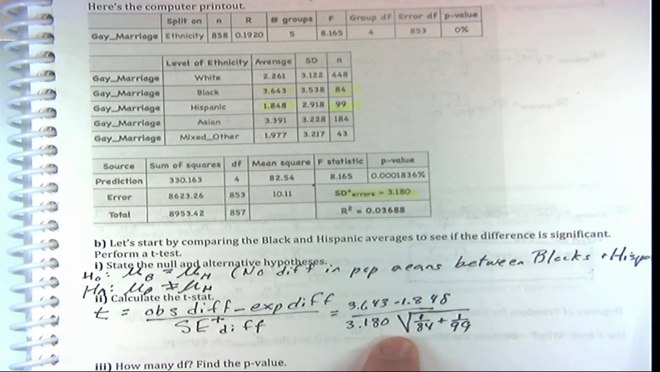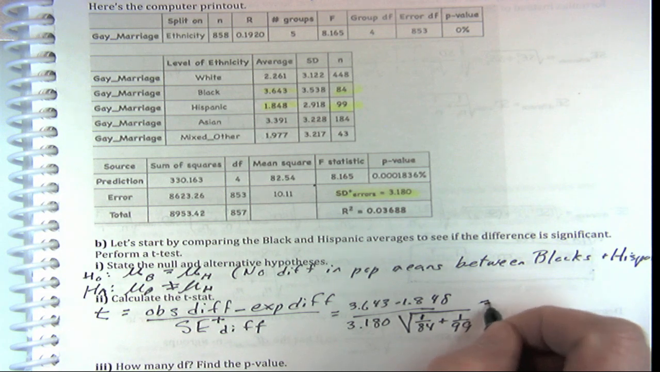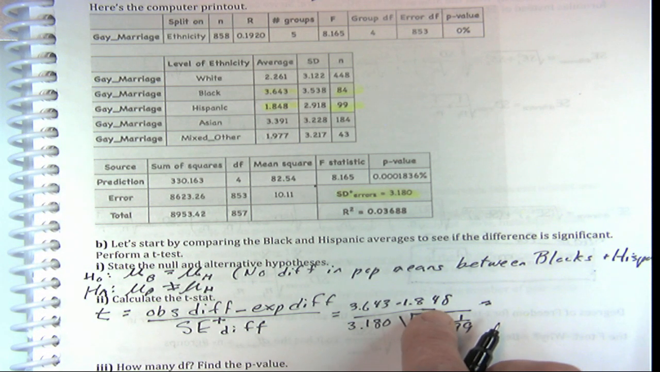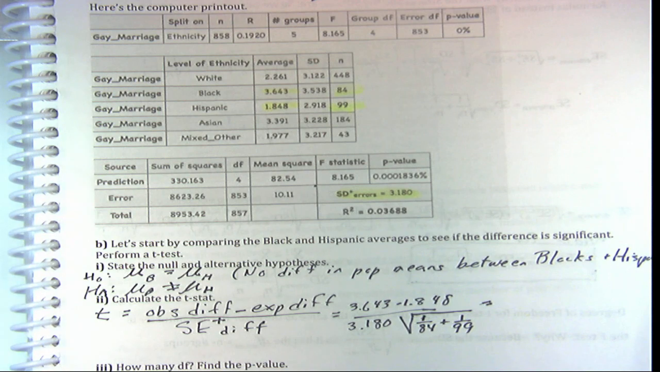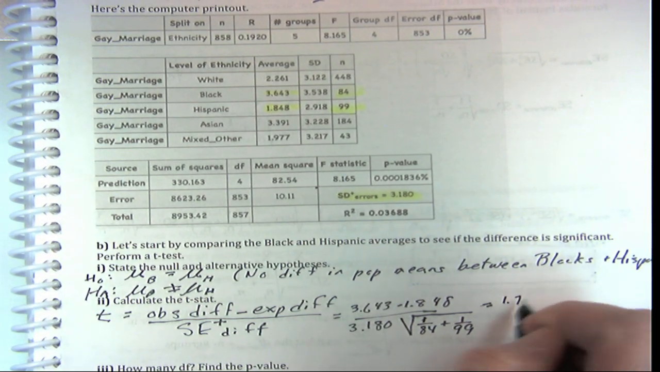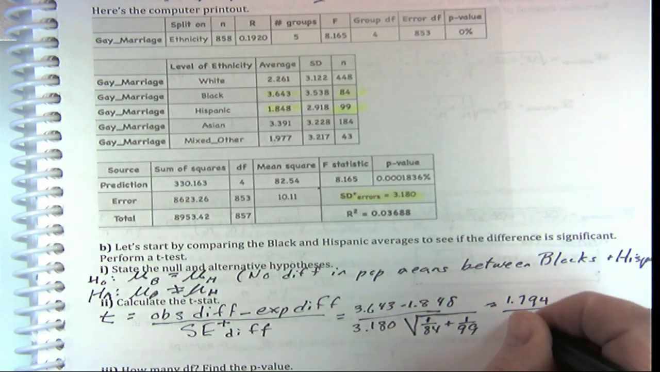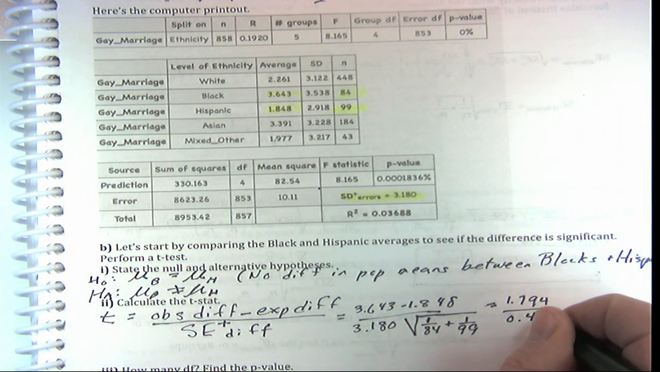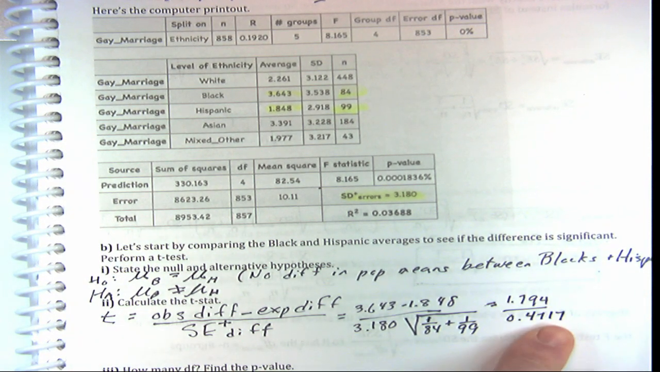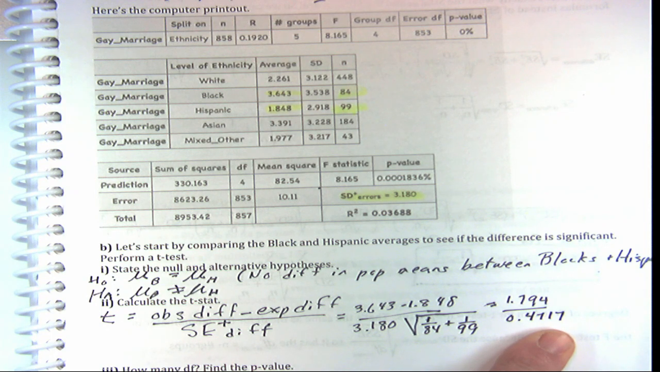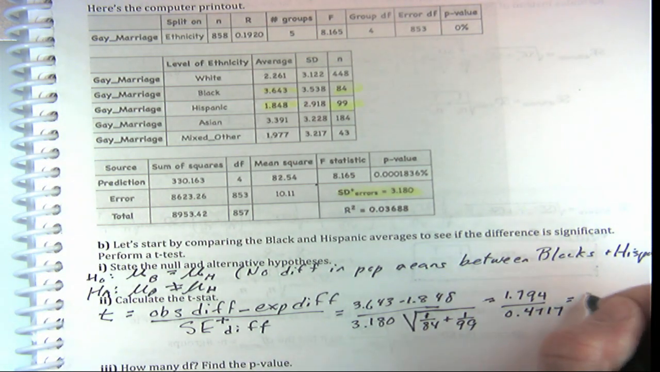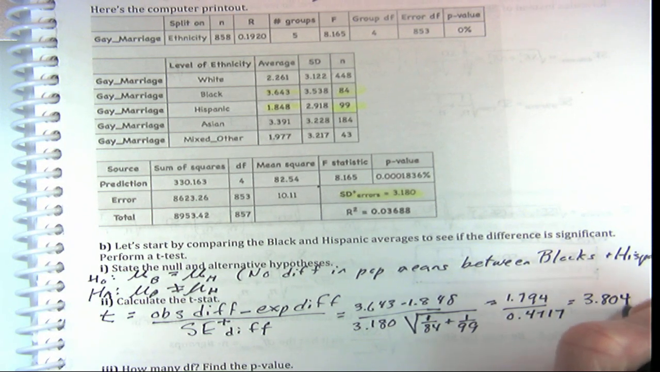Okay, so it's pretty easy to do. That's what we're going to be doing. And then, of course, this difference, you just subtract these two right here. And this turns out to be 0.4717. And so I got a t-statistic of 3.804. Any questions so far?